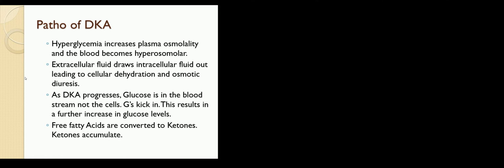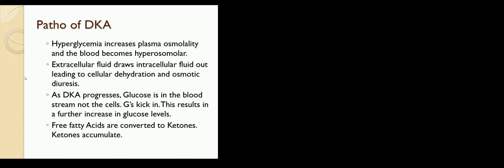As DKA progresses, glucose is in the blood and not in the cells. Okay, so there's no insulin on board to take it into the cells, so it just keeps building and building. Well, unfortunately, the G's, remember our glycogenolysis and our gluconeogenesis. See, the cells are starving to death. They don't have glucose, so what do you think they do? They try to help. So this results in a further increase in glucose levels.